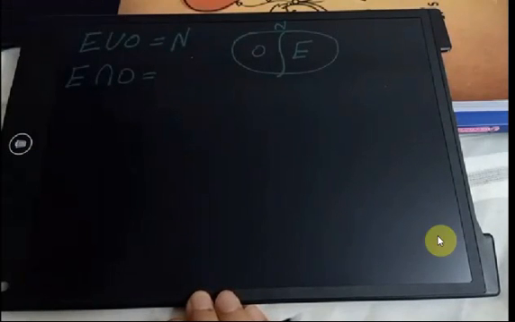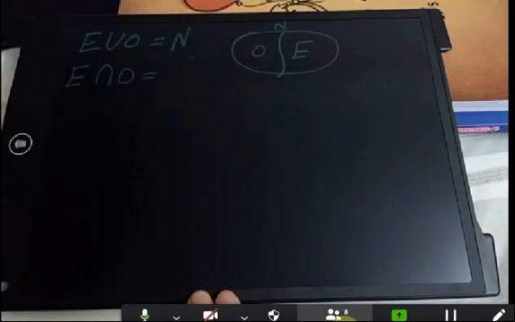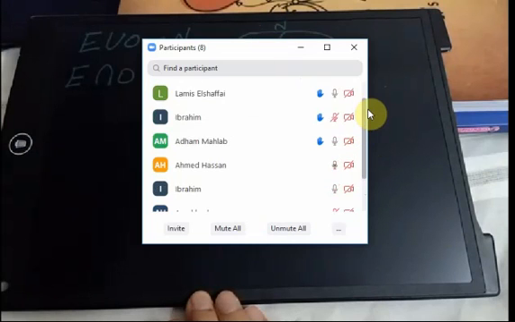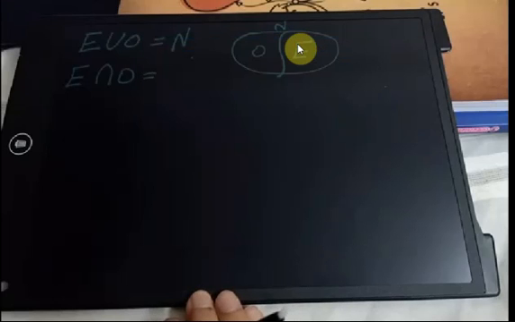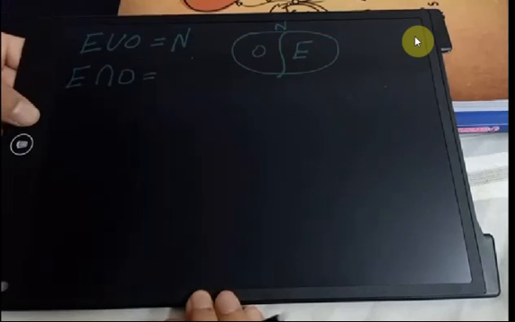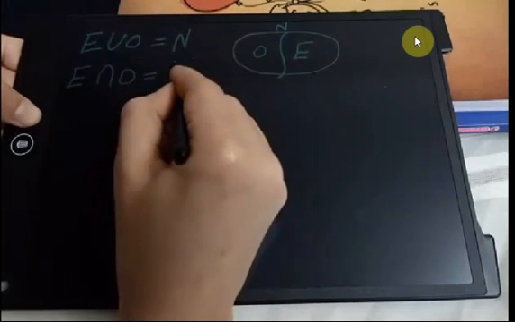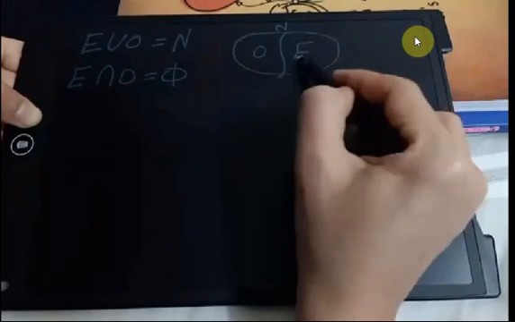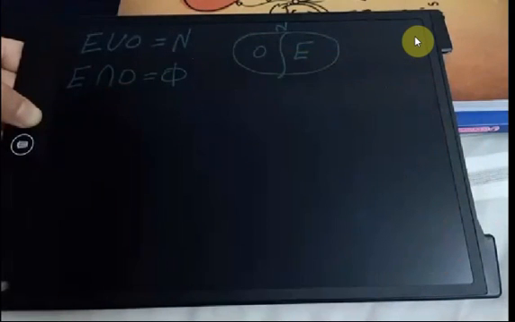Okay, guys, the one who needs to answer these questions, you can raise a hand. Ahmed Hassan? Okay, Ahmed. E intersect O equals what? Phi. Yes, it's phi, because I don't have any common parts between the E and the O. This is E and this is O, and we don't have any common parts.